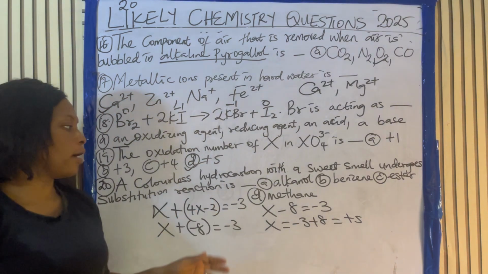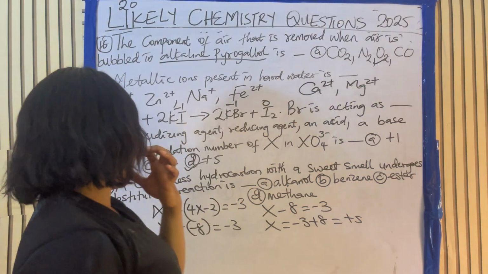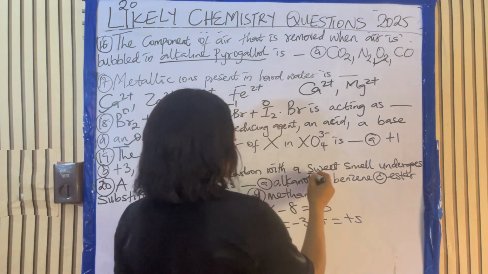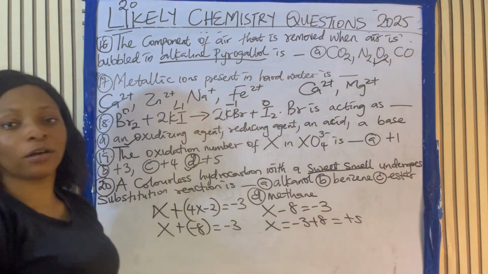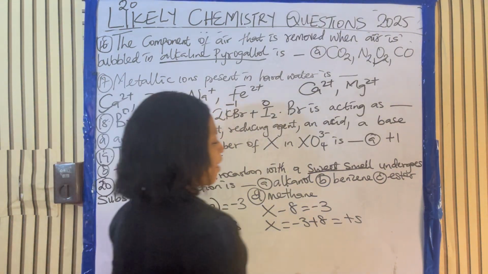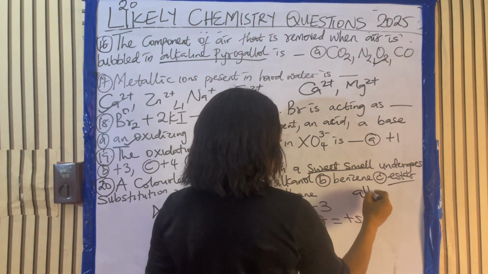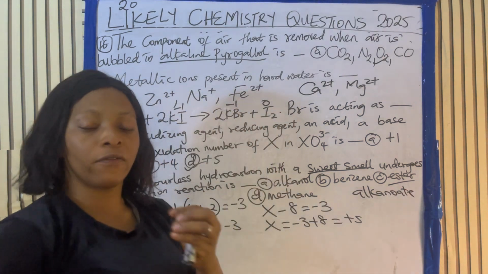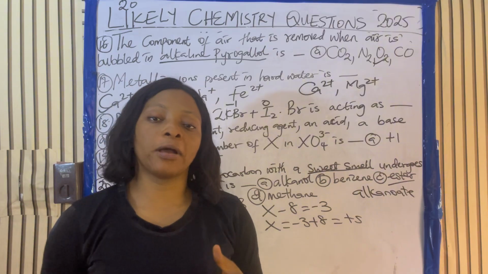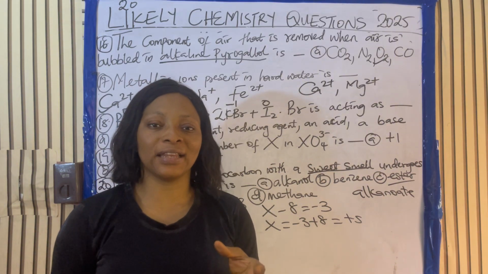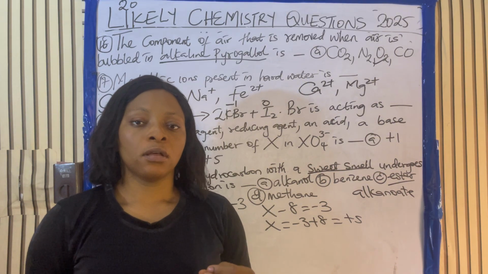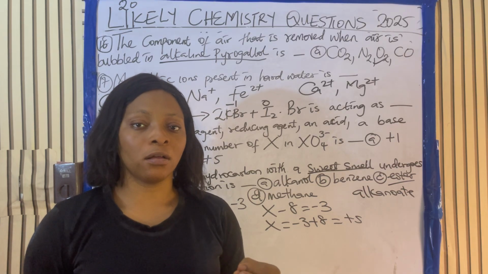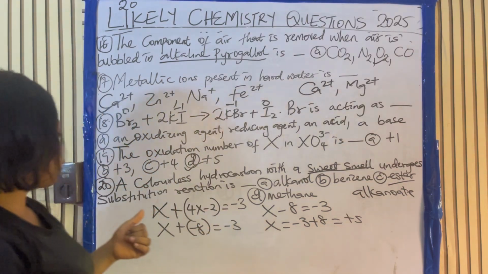A colorless hydrocarbon with a sweet smell that undergoes substitution reaction is what? Sweet smell. It smells nice and it undergoes substitution reaction is what? Ester, also the alkanoate family. They are used in making perfumes. They have a very sweet smell. Another hydrocarbon that has a very sweet smell is alkene, that's ethene in the alkene family. It has a good smell, but it does not undergo substitution reaction.